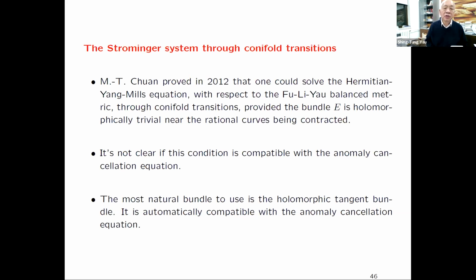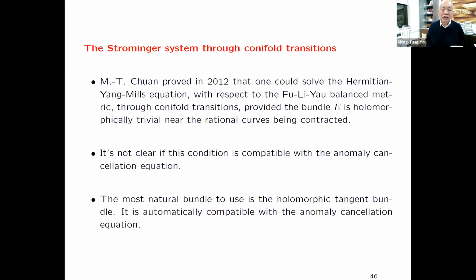My former student Chong in 2012 solved the Hermitian-Yang-Mills connection with respect to this balanced metric through conifold transition, provided the bundle is holomorphically trivial near the residual curve, which is contracted. Well, it's not clear this condition is compatible with the anomaly cancellation equation, which is non-trivial to solve.